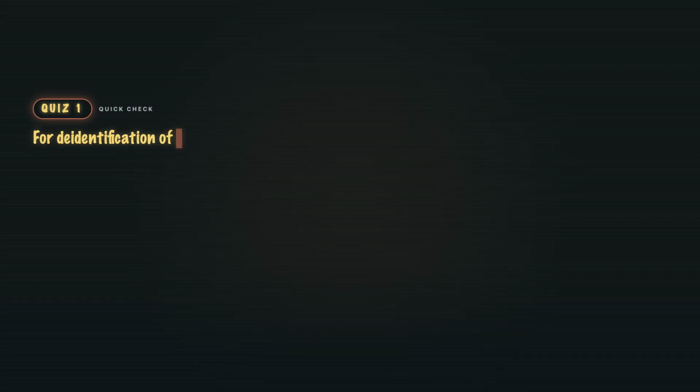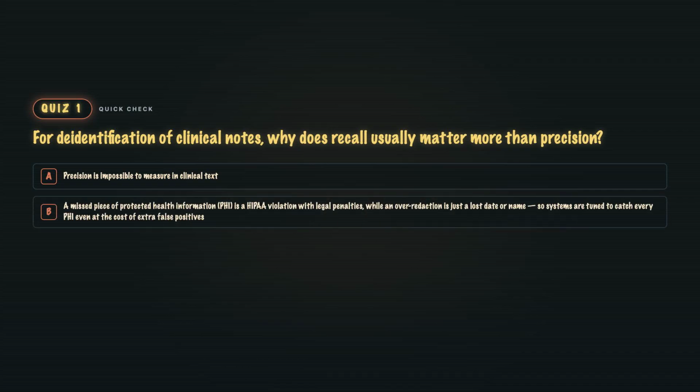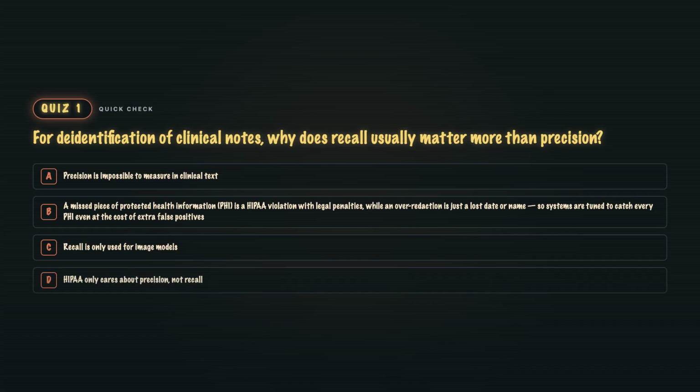Quiz 2. For de-identification of clinical notes, why does recall usually matter more than precision? A: Precision is impossible to measure in clinical text. B: A missed piece of protected health information, PHI, is a HIPAA violation with legal penalties, while an over-redaction is just a lost date or name. So systems are tuned to catch every PHI even at the cost of extra false positives. C: Recall is only used for image models. Or D: HIPAA only cares about precision, not recall.